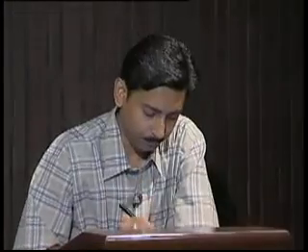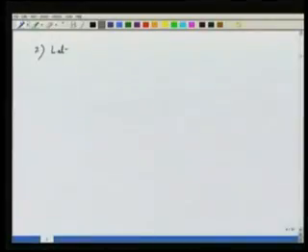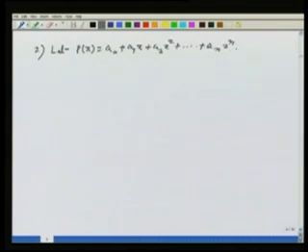Now let us see another application of the intermediate value property. Let Px stand for a polynomial. We know how polynomials look. It is a0 plus a1x plus a2x squared plus up to an x to the power n, and I say an is not equal to 0. Let me assume an is positive. Okay. Now I say that if n is odd, that means it is of the form 2k plus 1, then P has a real root.